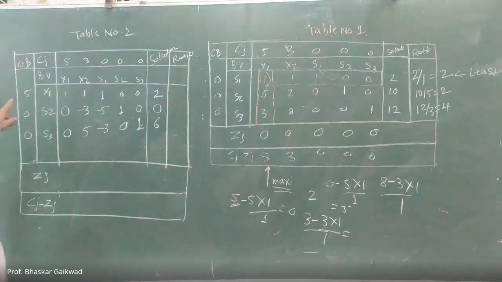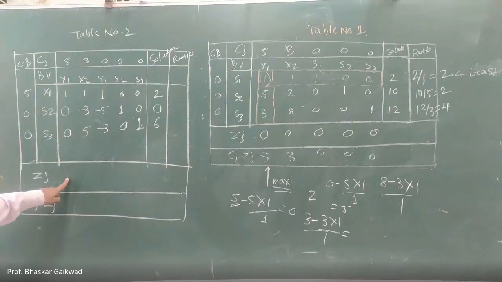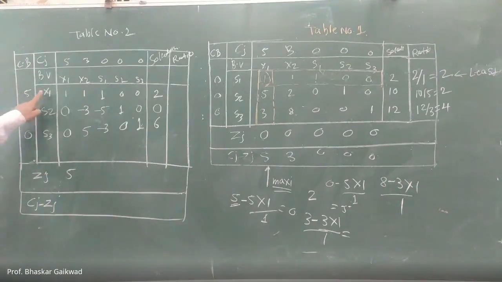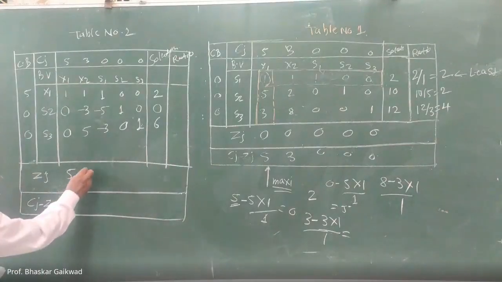ZJ, we have to calculate 5 into 1 plus 0 into 0 plus 0 into 0. How much here? 5. Similarly, 5 into 1 plus 0 into minus 3 plus 0 into 5. How much here? 5. Once again 5.